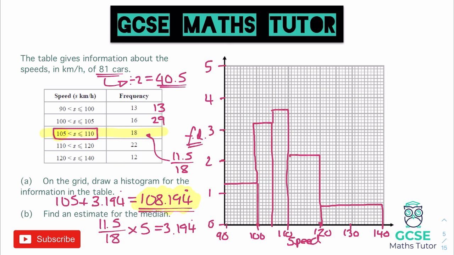Obviously if it was a nicer fraction, it's easier to say, like if it was 2/18 or 1/9, then we'd go 1/9 into the bar. But 11.5/18 just sounds a little bit strange, so it does make this fraction of 5 seem a little bit more complicated than it actually is. But there we go, there is our question on histograms.